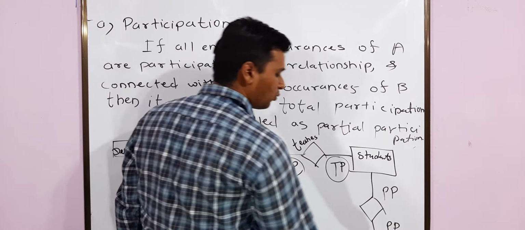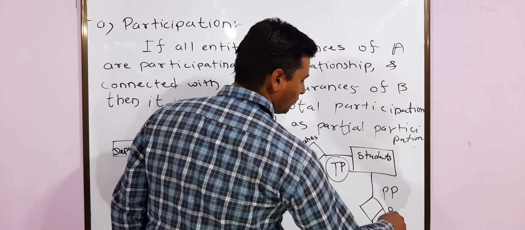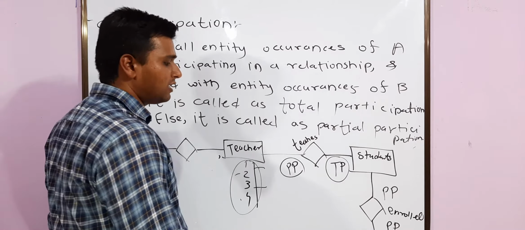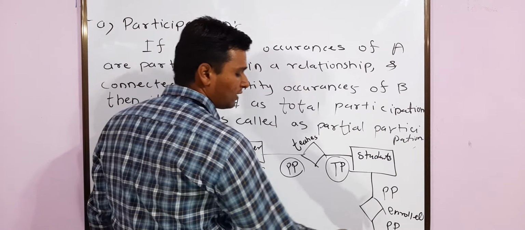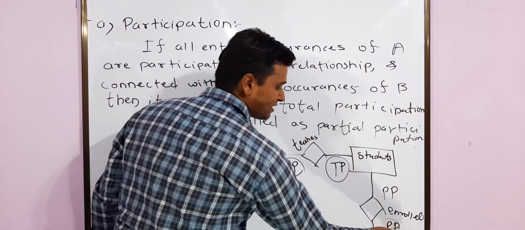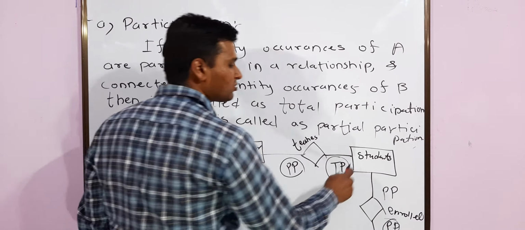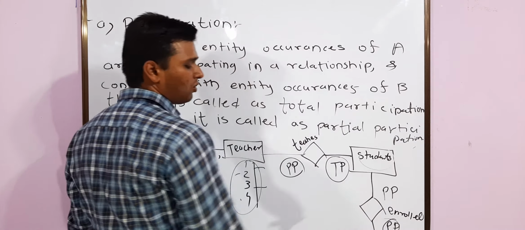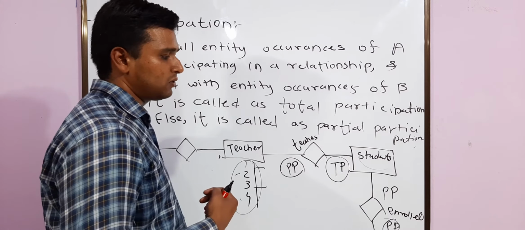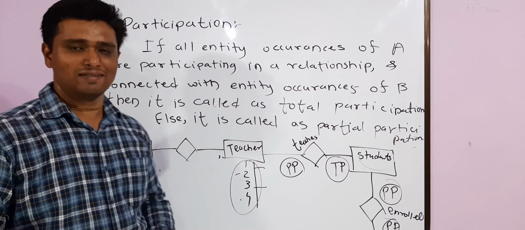Another example is courses. Some students enroll for some courses. One course may have some students, and another course may have some other students. This means one course does not have all the students. That's why it is partial participation, because all the courses are not participating in this relationship and all the students are not enrolled for all the courses. Some students may not have registered, or some students may have registered for a different course. So this is also counted as partial participation.